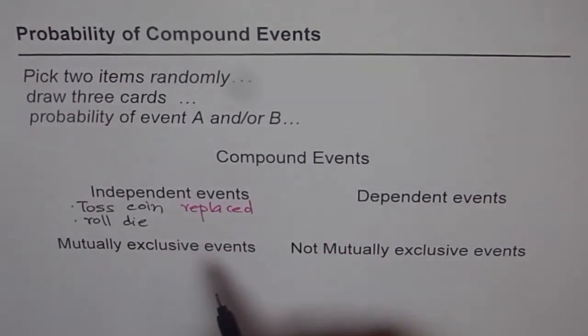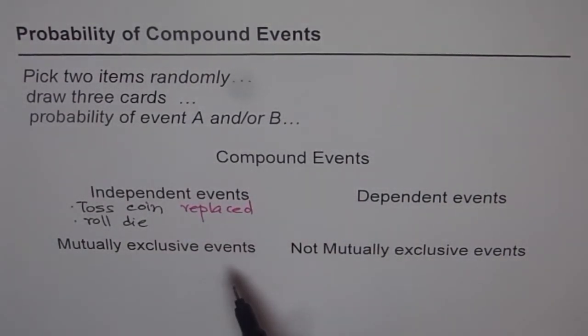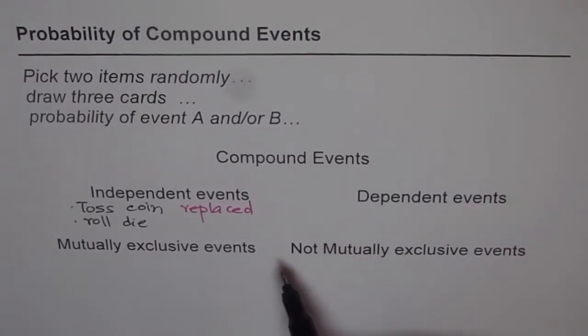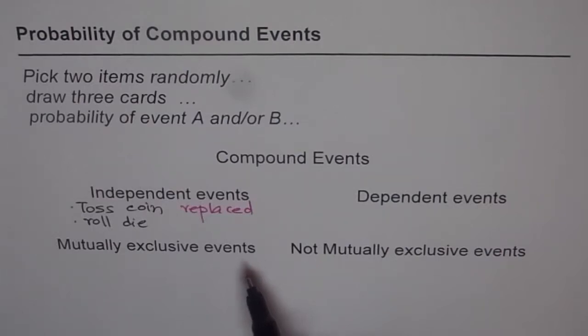If you find the keyword replaced, that means you draw one card, then you put it back and then draw the second card. In drawing the second card, you are working with the same set of cards, the same group. Therefore, the probability for the second event is not influenced by the outcome of the first one. Do you get the point?